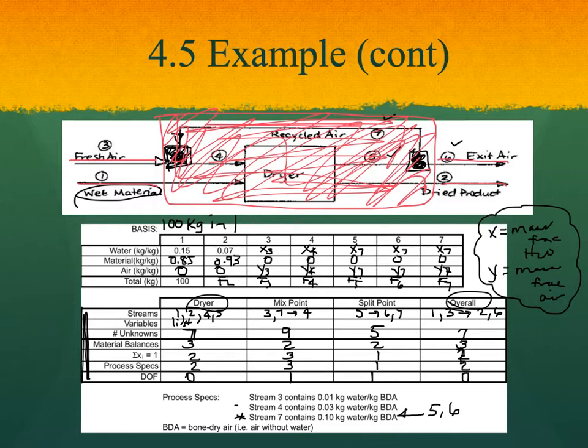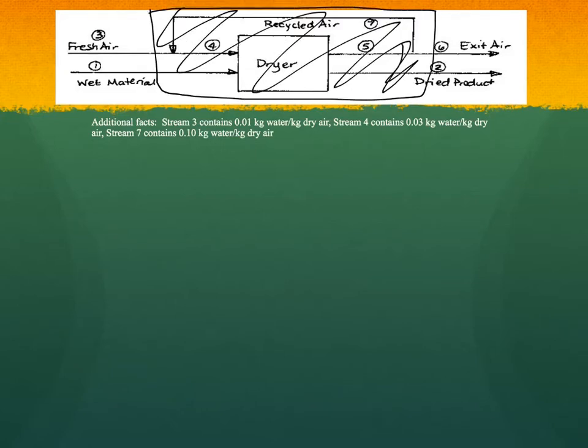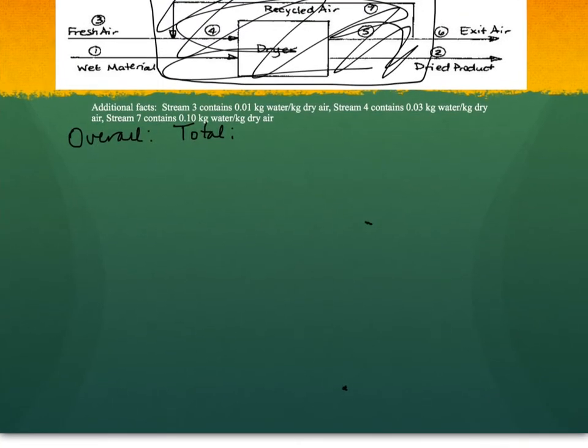So now I've chosen, just arbitrarily, to do the overall balance first, where we're ignoring all of that. Let me write down what we're doing. I could do a total material balance, because that's usually an easy one. In the total material balance, 100 comes in, F3 comes in, F2 and F6 come out.